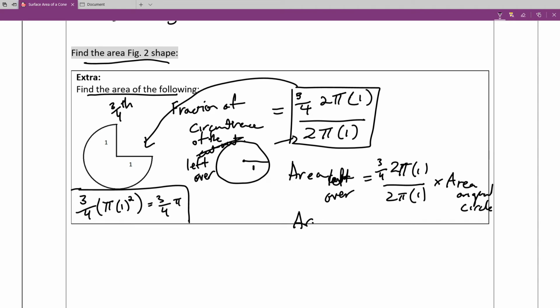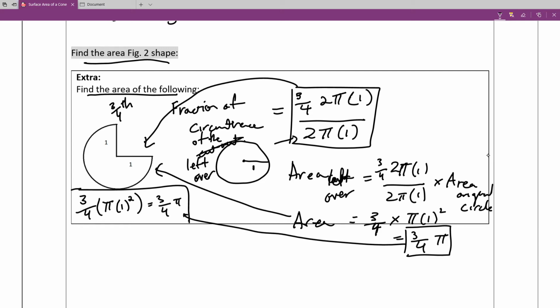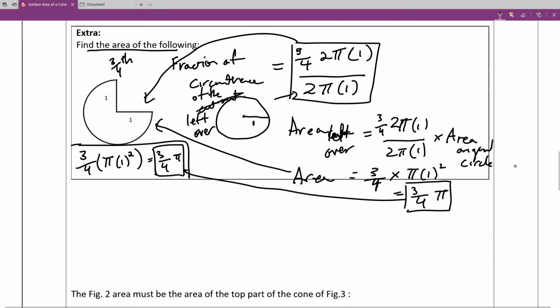So the area of this figure is going to be equal to 3/4. The 2 pi divided by 2 pi was 1, so we don't have to write that anymore, times the area of the original circle, which is pi r squared, pi 1 squared, which is equal to 3/4 pi. So as you can see, the answer is exactly the same. This is not a full proof, but it does show that it works for one case, which we're going to use as a proof because we haven't covered proofs yet.